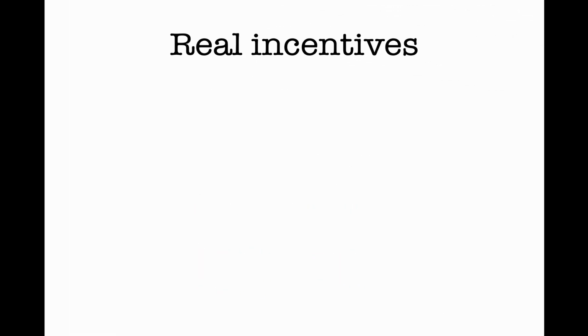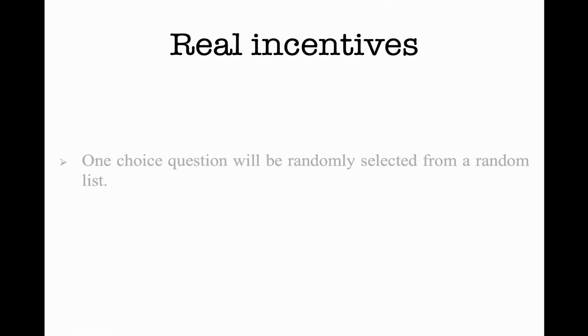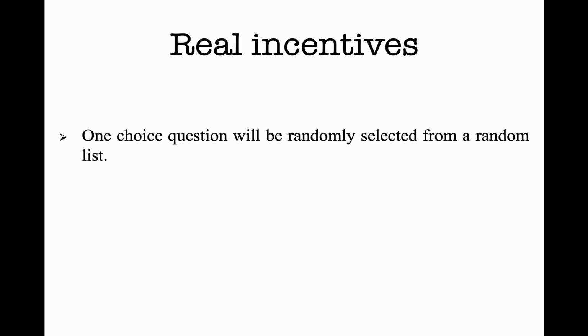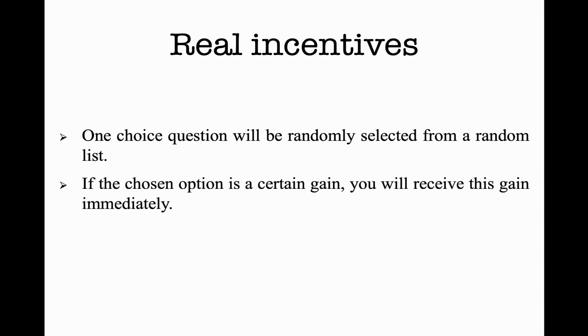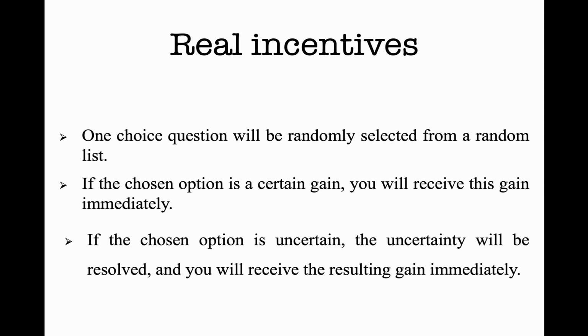Here are some details about uncertainty resolution and payment. One choice question will be randomly selected from a random list. If the chosen option is a certain gain, you will receive this gain immediately. If the chosen option is uncertain, the uncertainty will be resolved, and you will receive the resulting gain immediately.